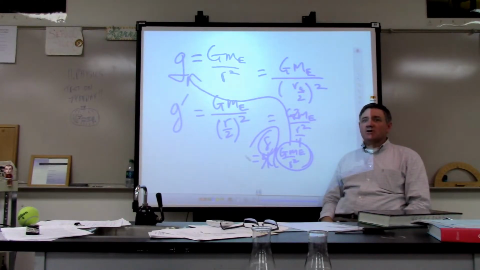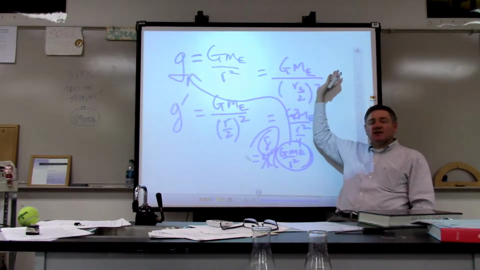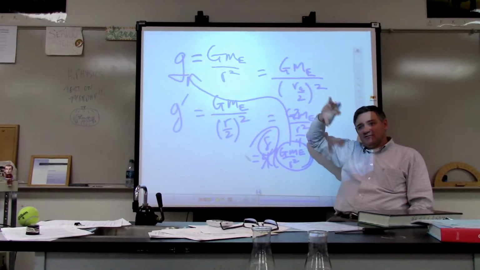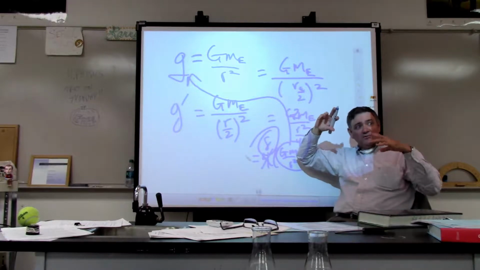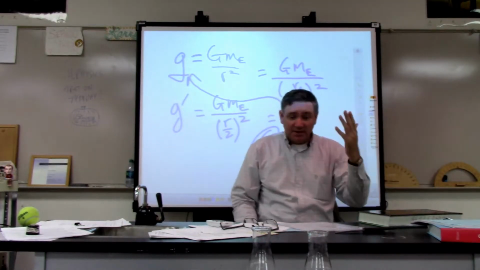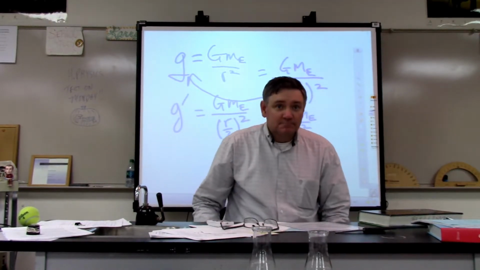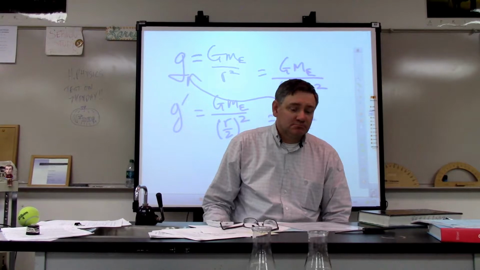Okay? So when you start playing with this, it becomes much easier if you just look at it as a ratio as opposed to actually plugging in the numbers. You can do it that way. It's just not very efficient. Okay? Does that make sense?